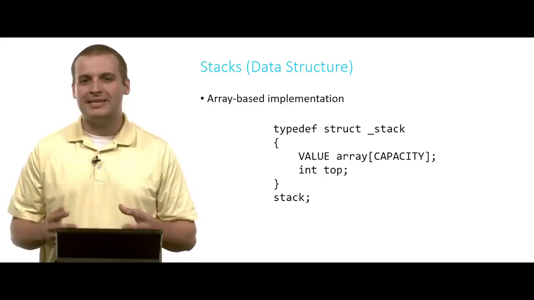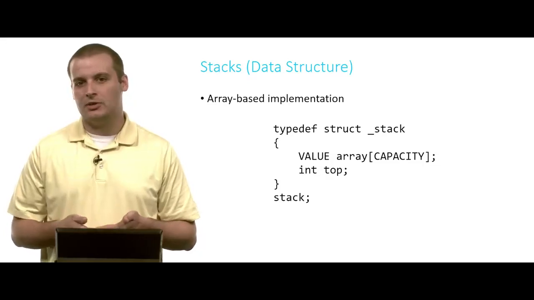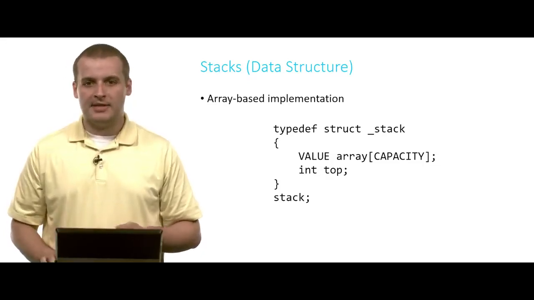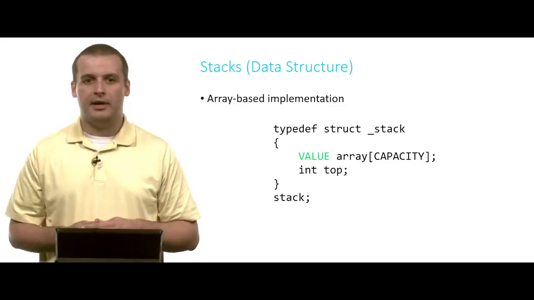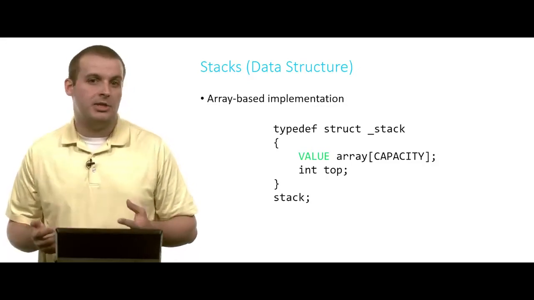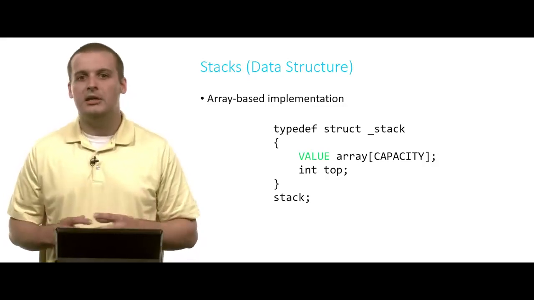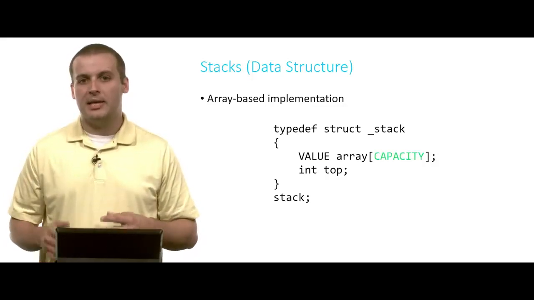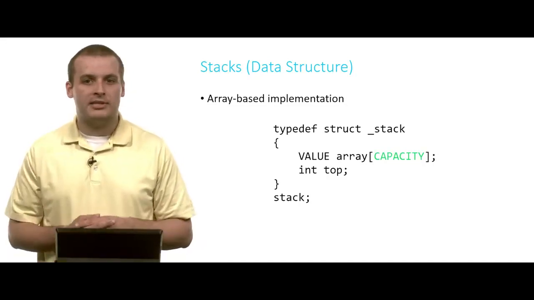We're going to look at both implementations, both array-based and linked list-based, and we're going to start with array-based. So here's the basic idea of what the array-based stack data structure would look like. We have a type definition here. Inside of that, we have two members or fields of the structure. We have an array, and again, I'm using the arbitrary data type value, so this could be any data type, int, char, or some other data type you've previously created.